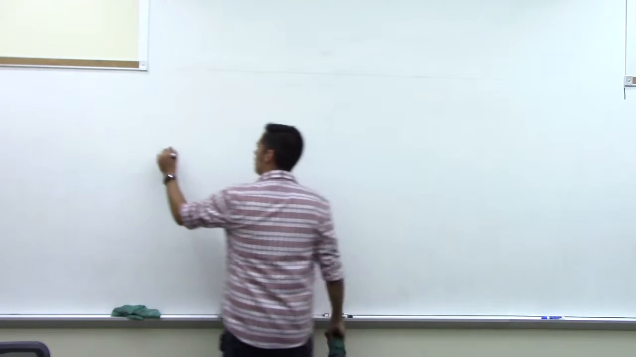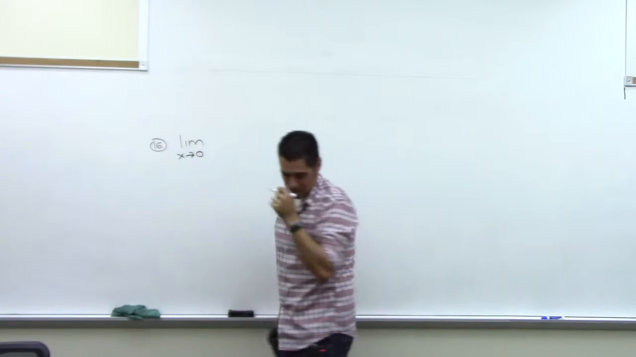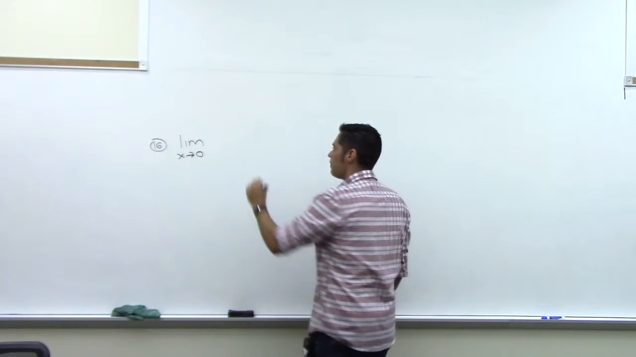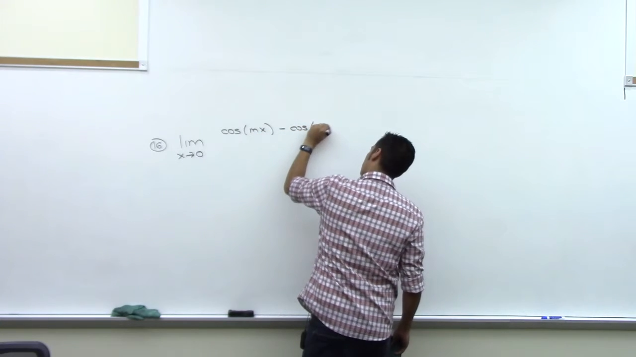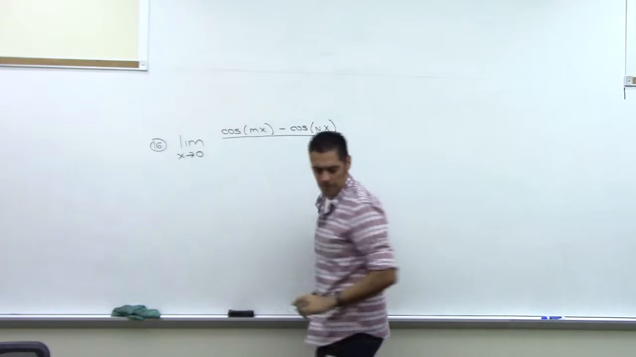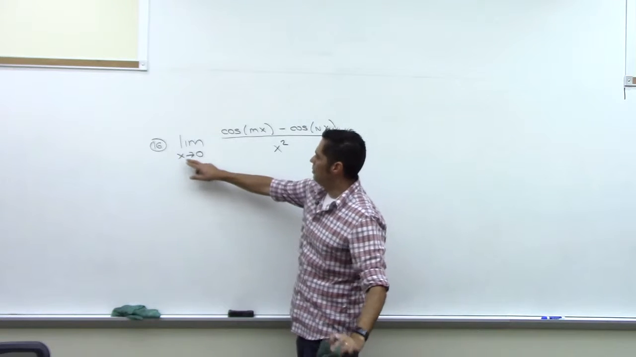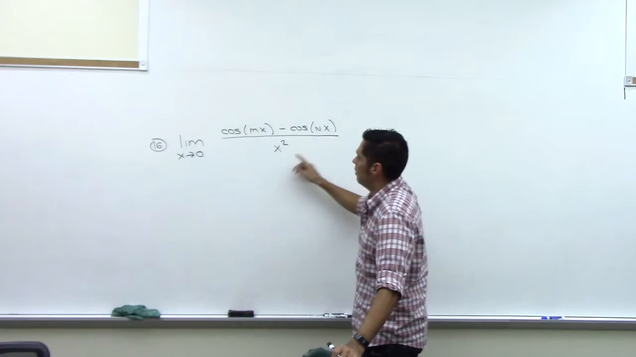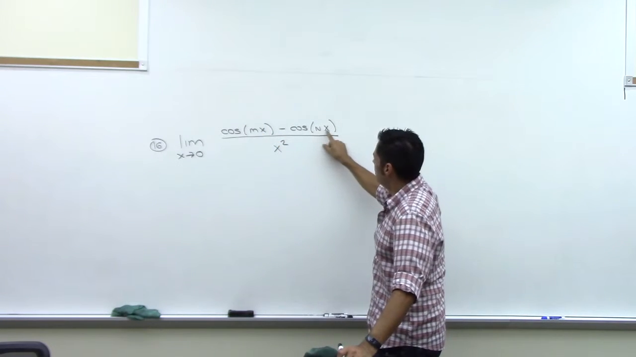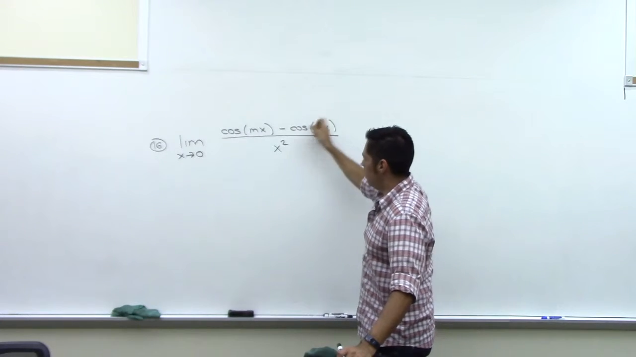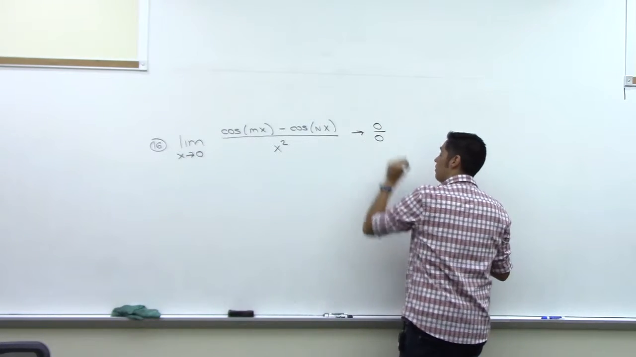Limit as x goes to 0 of cosine mx minus cosine nx over x squared. All right, so let's do this. X is going to 0. M and n are constants here. Some number times 0 is 0. Cosine of 0 is 1. Some number times 0 is 0. And then cosine of 0 is 1. So 1 minus 1 is 0 on top. And on the bottom, of course, 0 squared is still 0. So we can do L'Hopital.